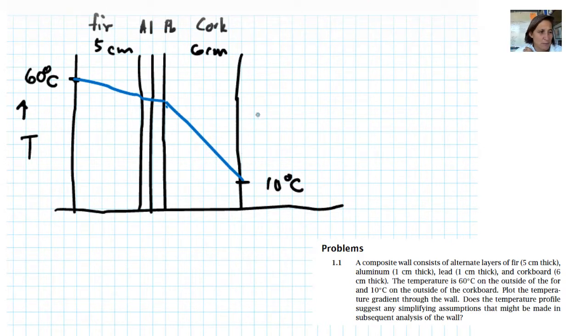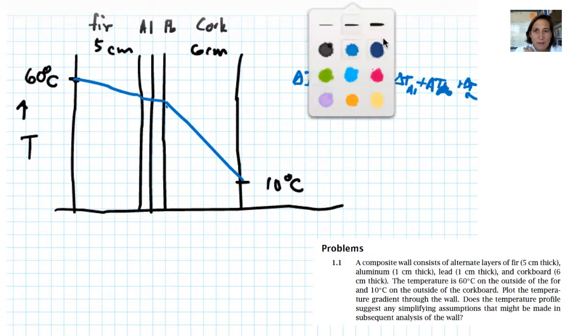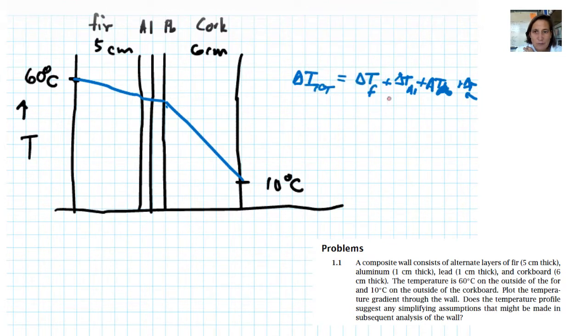So again, the simplifying assumption for me is that the delta T total is going to be equal to the delta T of each of the slabs: the delta T of the fir, plus the delta T of the aluminum, plus the delta T of the lead, PB, plus delta T cork. Oh, this is very messy. Anyway, my simplifying assumption is that these two over the metals are negligible, so that I'm just looking at a temperature drop over the fir and the cork.